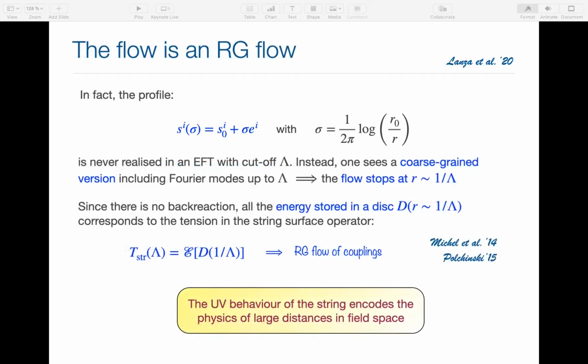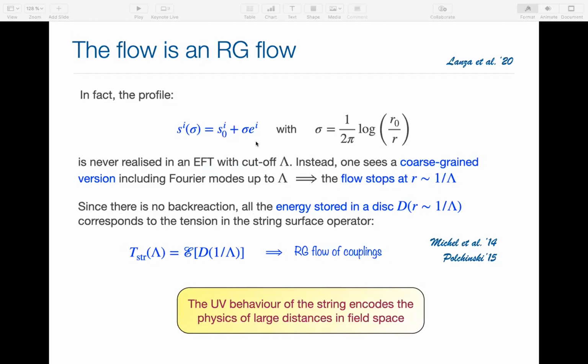Okay, so there is one important point that is crucial to understand what this project is about, which is that this profile that I just wrote down, which is nothing but a glorified version of the Greene et al. profile when you approach tau going to i infinity.